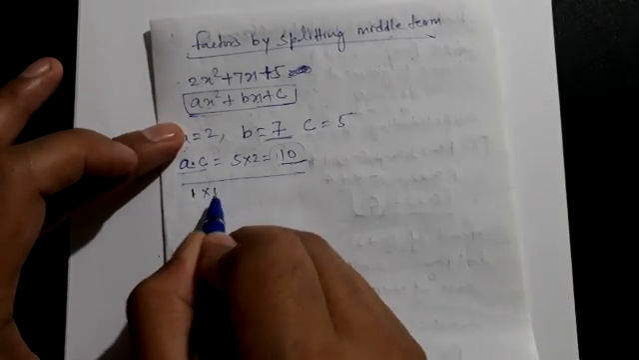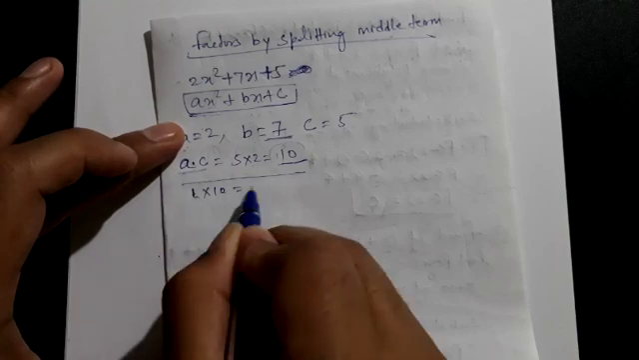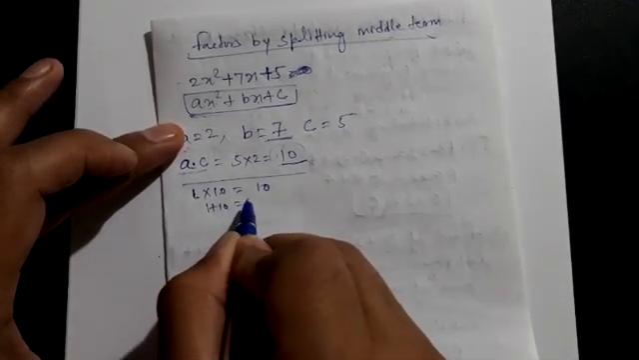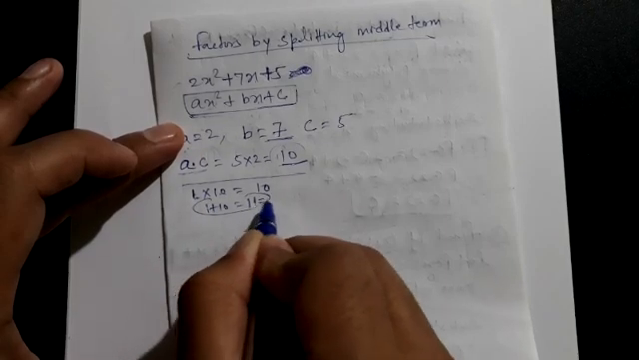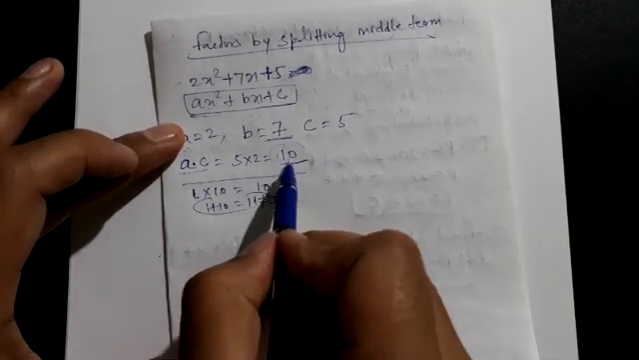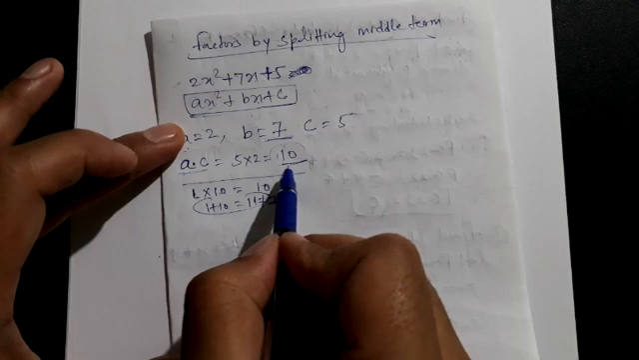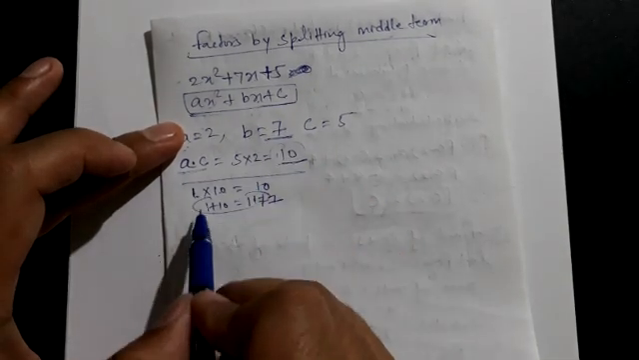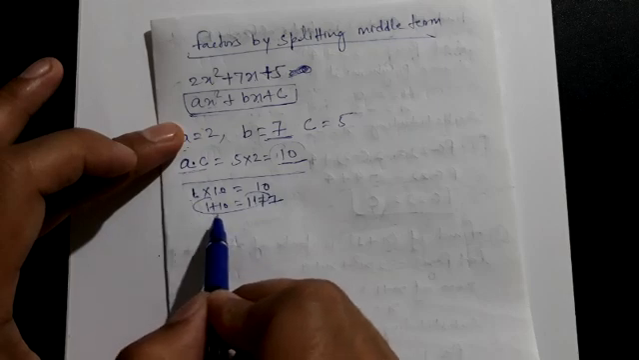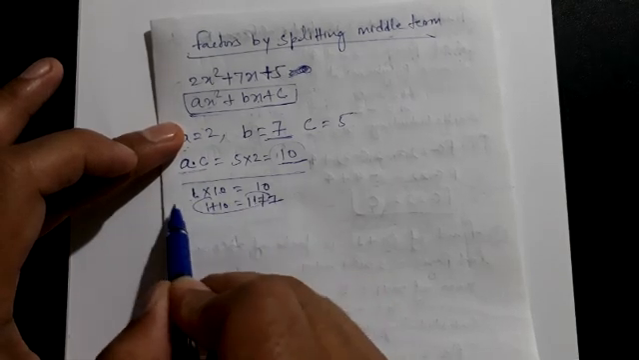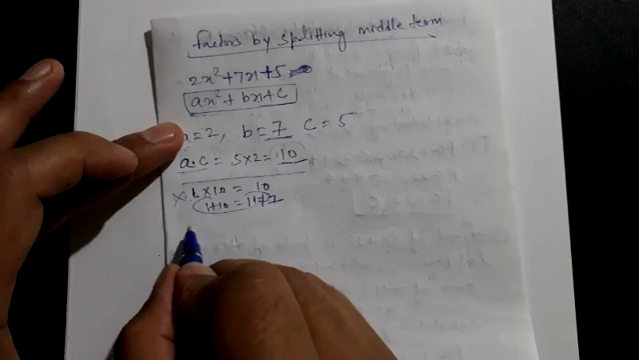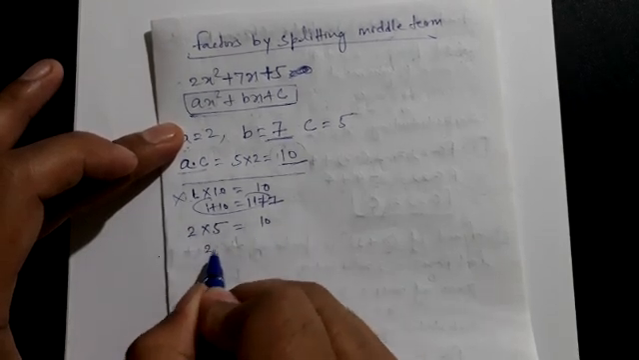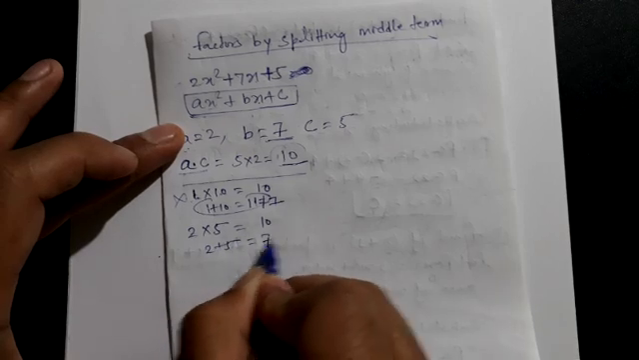1 into 10, if you multiply 1 and 10, you get 10, but 1 plus 10 is 11, which is not equal to 7. We have to find such factors of 10 whose sum will be equal to 7. Here 1 and 10 are both factors of 10, but their sum is 11, so not required. Second, 2 into 5. So 2 into 5 is 10, and 2 plus 5 is 7.